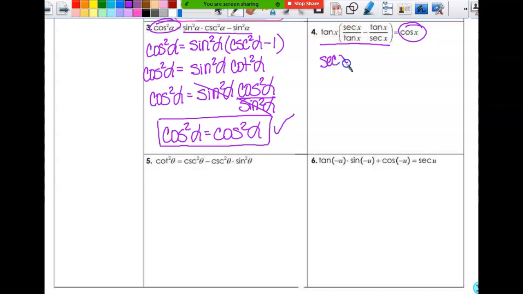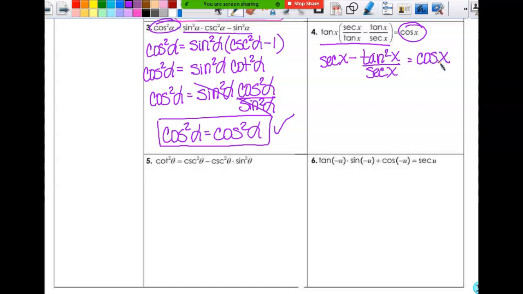So when I do that, the tangents are going to cancel, so that leaves me with secant x minus tangent times tangent, which is tangent squared x, over secant x. And honestly, if you can see two different ways, sometimes if you can't reason through either one of them, because it really doesn't matter here, just pick one and go with it and see what happens. That equals cosine x.